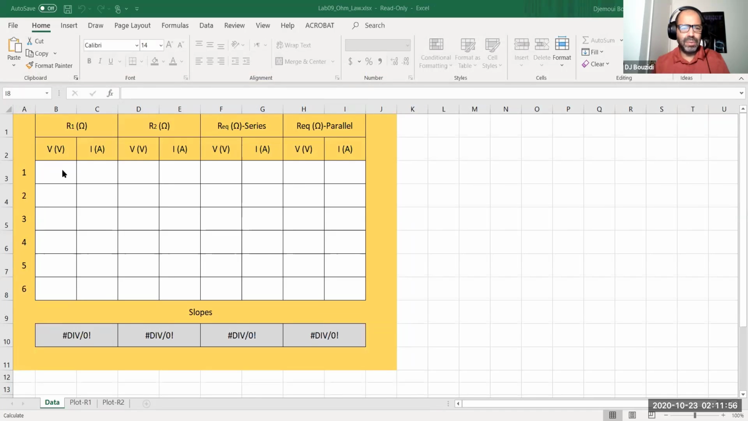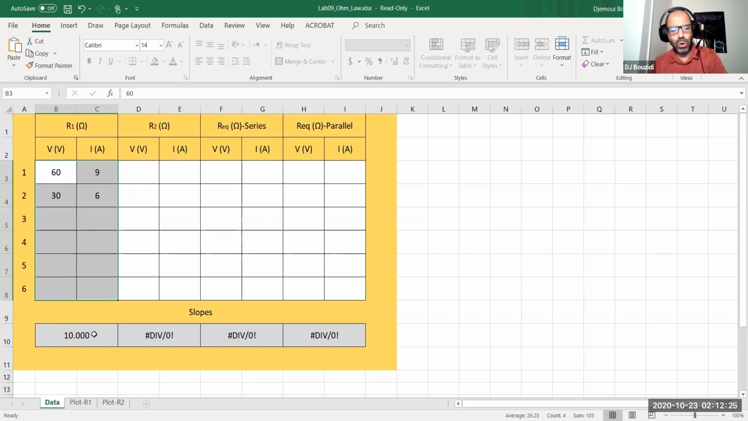So at this point, this is identical to the previous lab. You can fill data in here, whatever it is. Okay, I don't know what the number was, 69 or 60 or something. Here it was like 9 or something like this. And this was like 60. I don't remember how many. This was like 30 or something. This was like 6. I'm just putting numbers. In here, it gives me the slope immediately. I need to fill everything in here to get the whole slope.